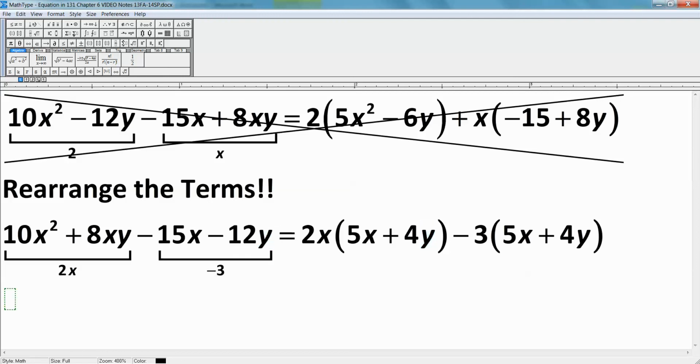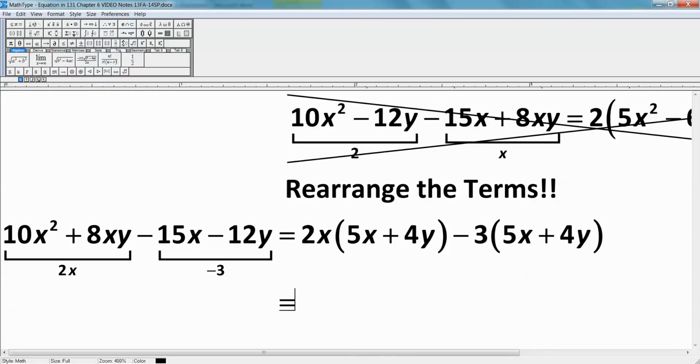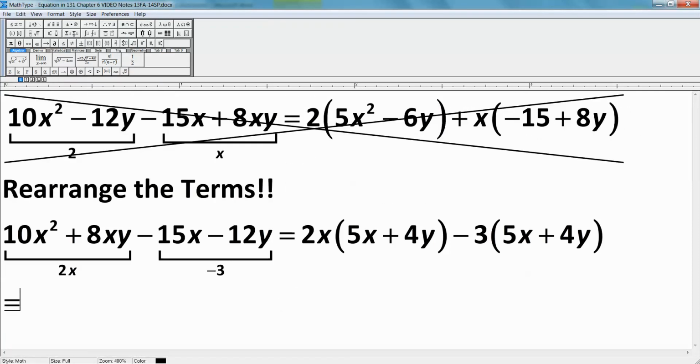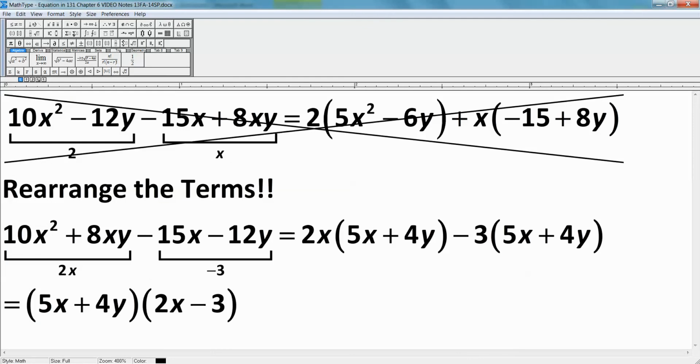All right, so that leaves me with, let me line this for you. That leaves me with 5x plus 4y. Comes out, because it's in both of them, it leaves you 2x minus 3. And there you go. I better put that in a box, because that's our final result.